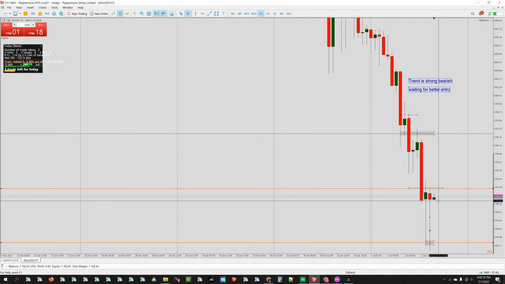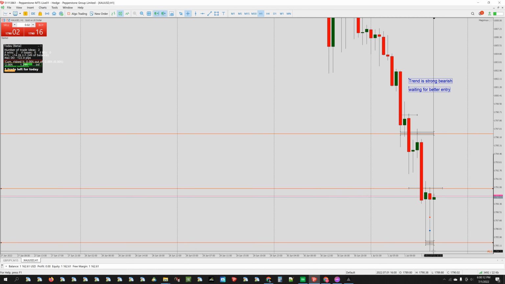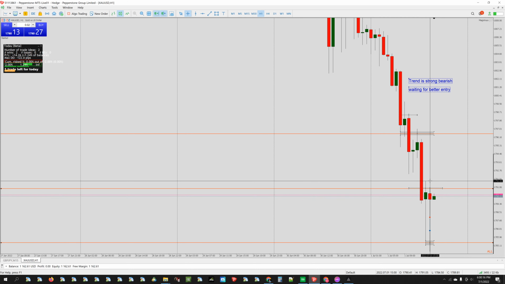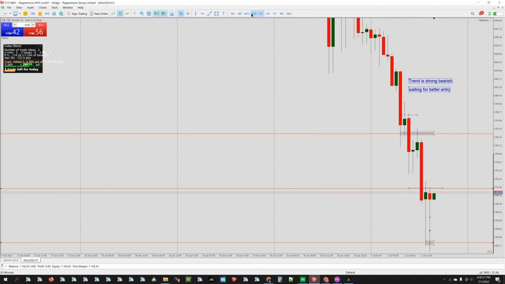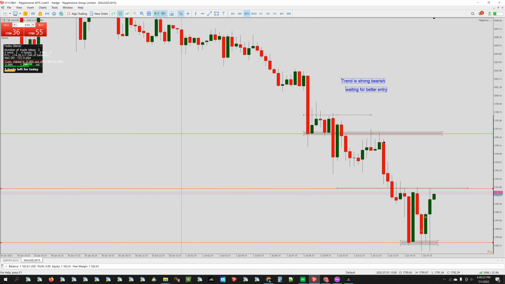slightly bearish candle, but it faked below even the previous H1 candle. If we are able to break above 1791, we can at least test the 1794 area. And this is my whole analysis for gold. So we are just waiting.